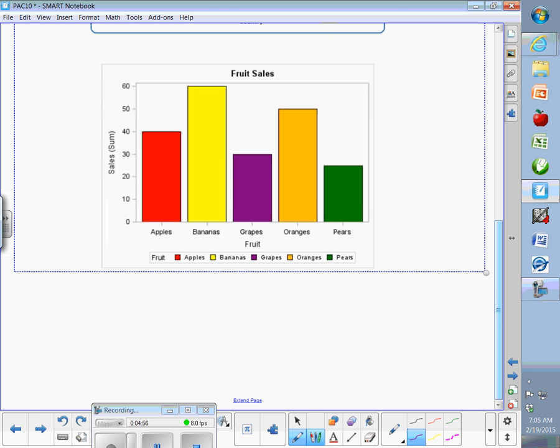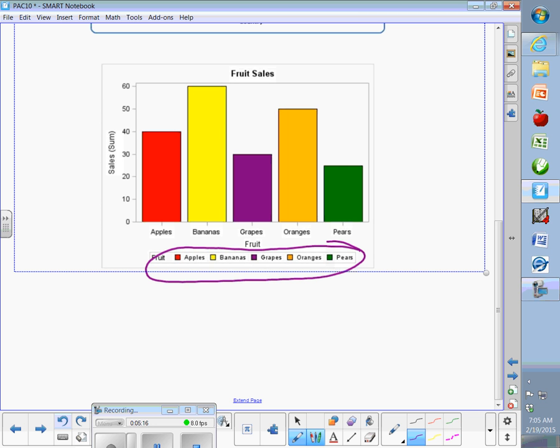And we do have a title. We've got fruit sales. So the title of this is fruit sales. I would have preferred a little bit more descriptive title. I have no idea when, where, what, but I do know it is fruit sales. Now, this key down here is not necessary.